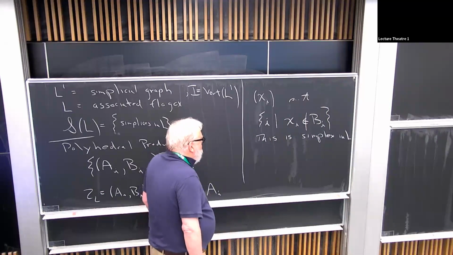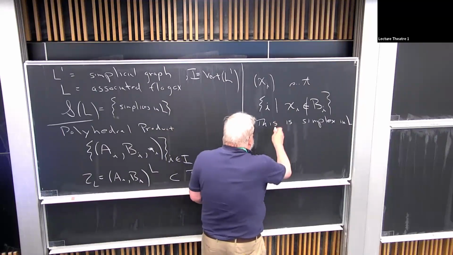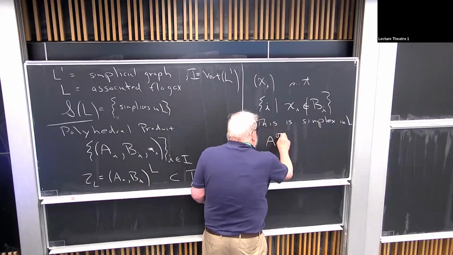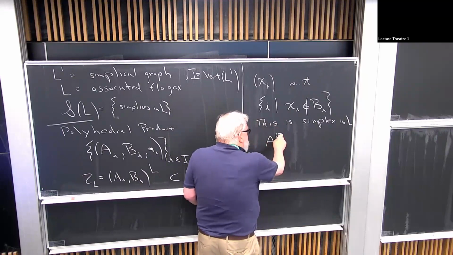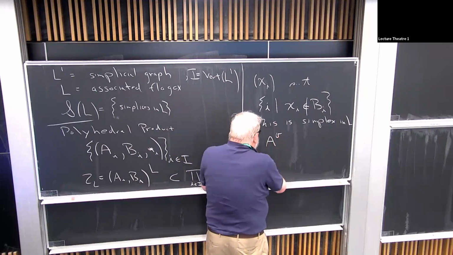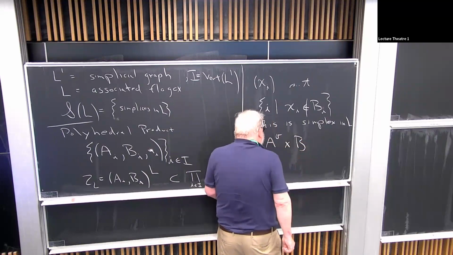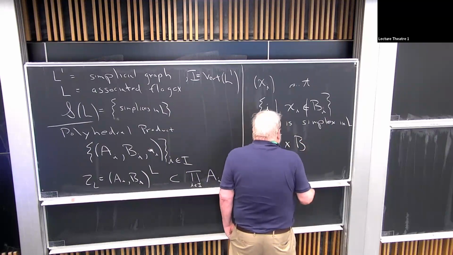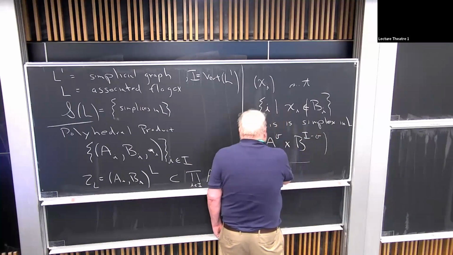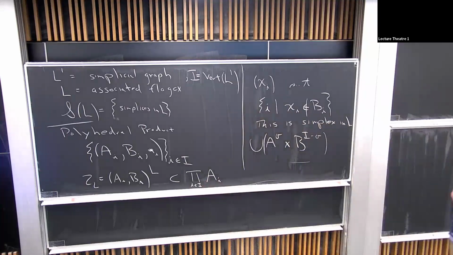The way I used to always think of this is that, for each simplex, you have the direct product of the A sub i's over the vertices of the simplex, and then you have the B's in the complementary set. So you have pieces like that, and you take the union. You basically take the union of those. That's what the polyhedral product is.